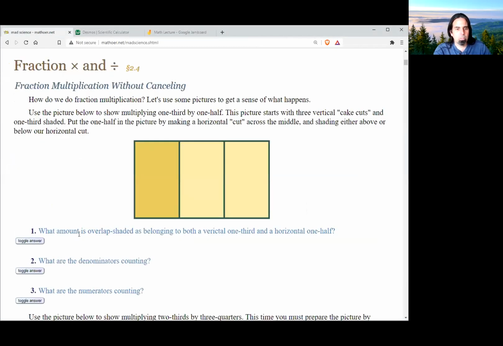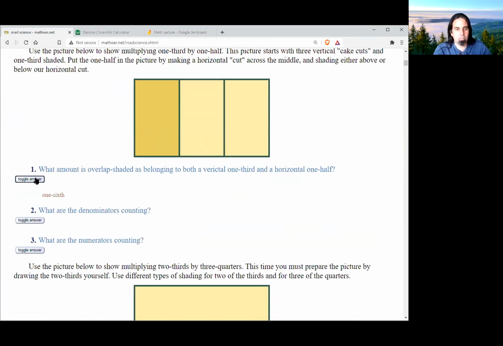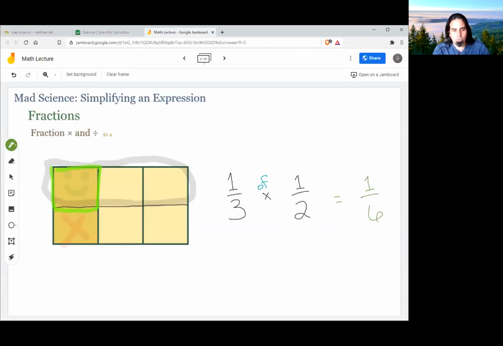Let's do another one. So first of all, what amount of the overlap shading was there? It was 1 out of 6. What are the denominators counting? So what are the ones doing in this picture?